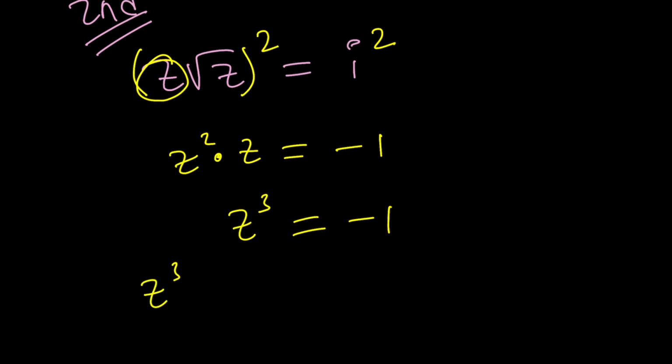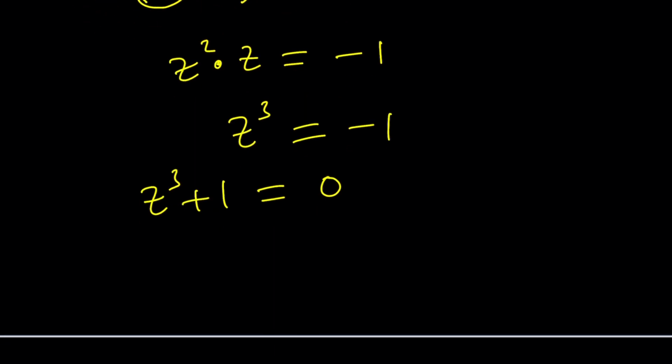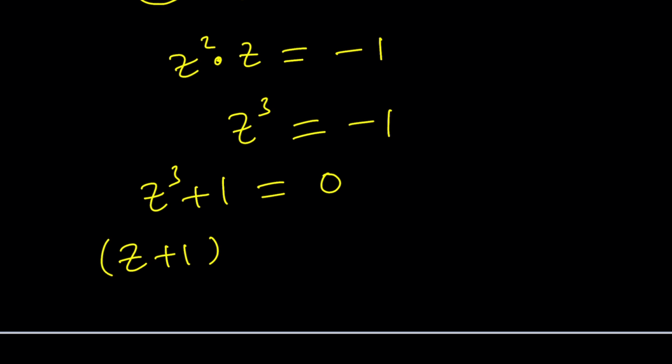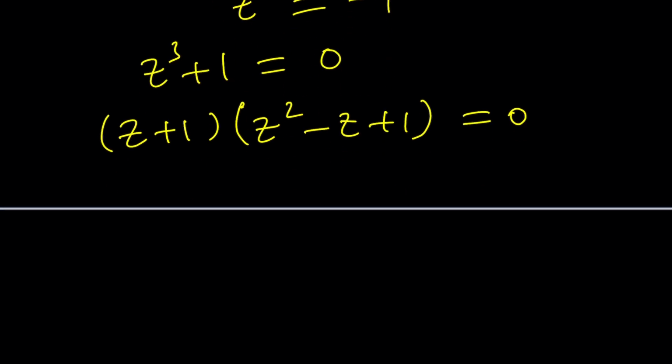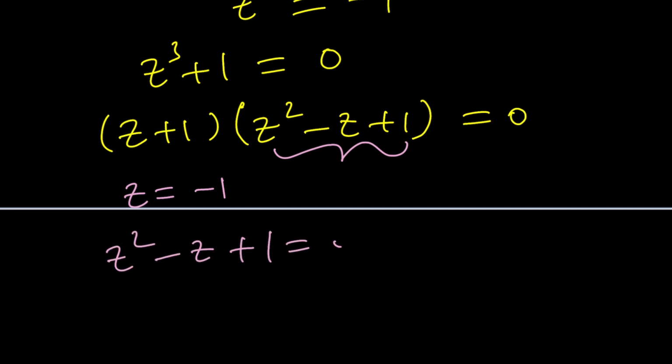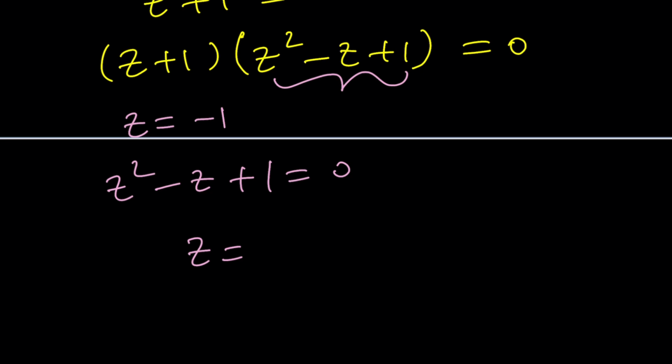You can put everything on the same side and then factor this. And let me tell you, you could also do this differently. There are so many ways to follow. Pick whatever you like. Now, in this case, I factored it because it's easy. And z equals negative 1 seems to be a solution, which we'll talk about later. And then this gives me a quadratic. Let's go ahead and solve it. It's going to give me negative b, 1, plus minus the square root of b squared, which is 1, minus 4ac. That's going to be 1 plus minus root 3 i, divided by 2.